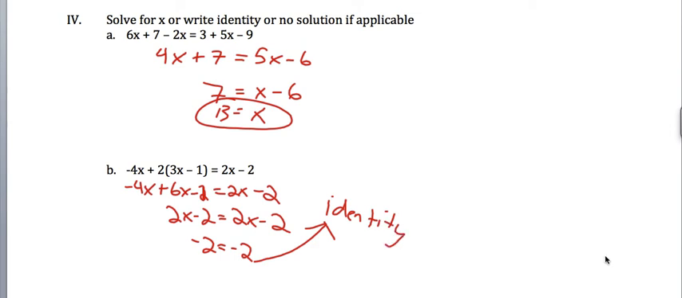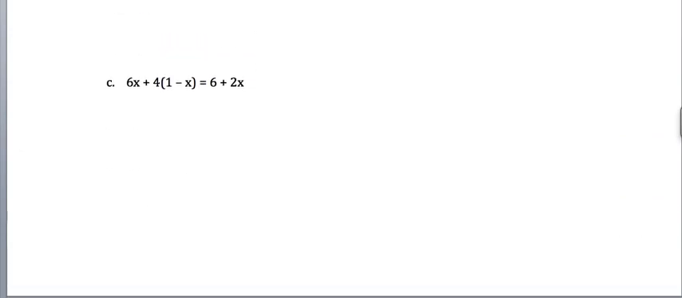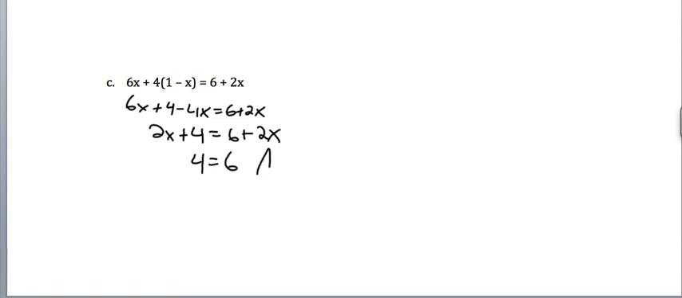Okay? Finally, let's do the last one. I'm willing to bet you guys can probably figure out what this is going to be. Okay? So, last one, then we're done. Distribute the 4. Okay, combine. Oops, 2x plus 4, excuse me, equals 6 plus 2x. When I subtract 2x from both sides, I get 4 equals 6. That means I have no solution. I'm just going to write NS.